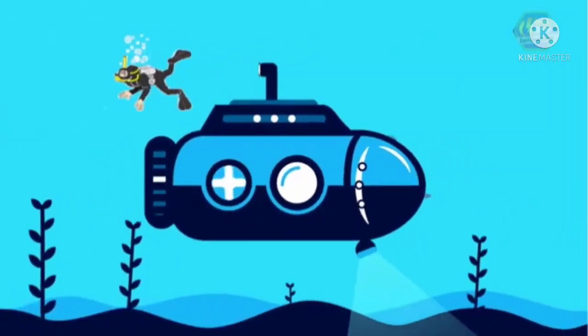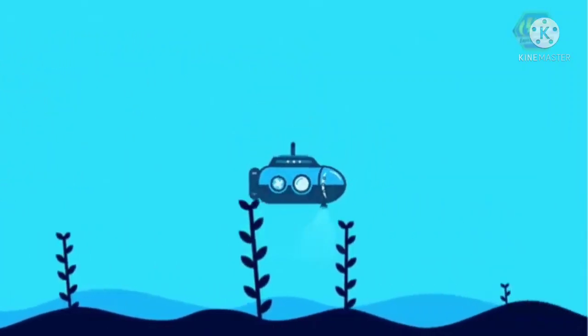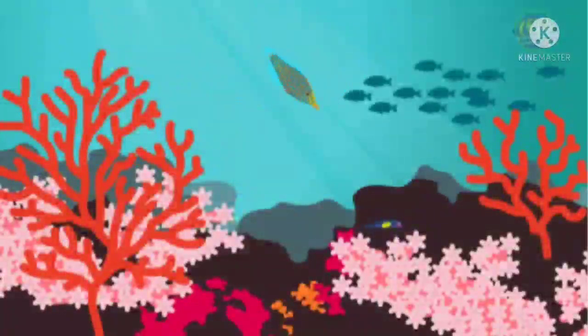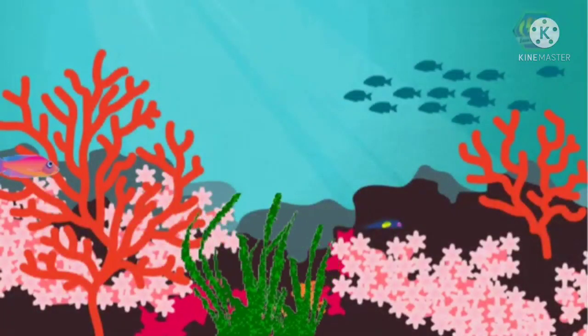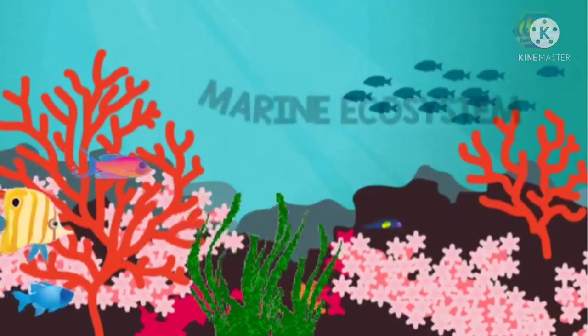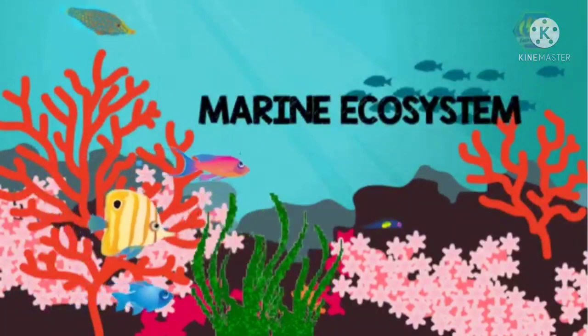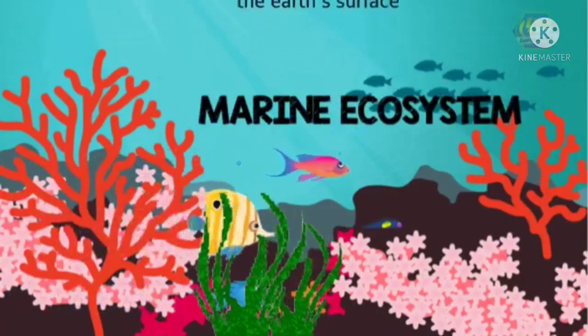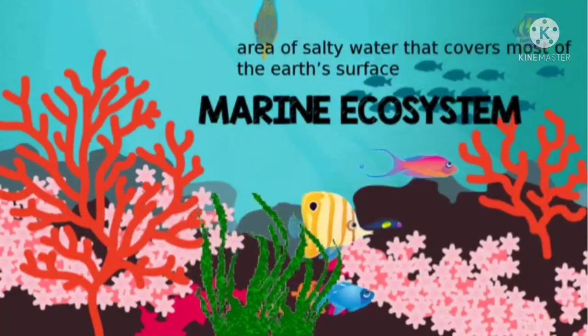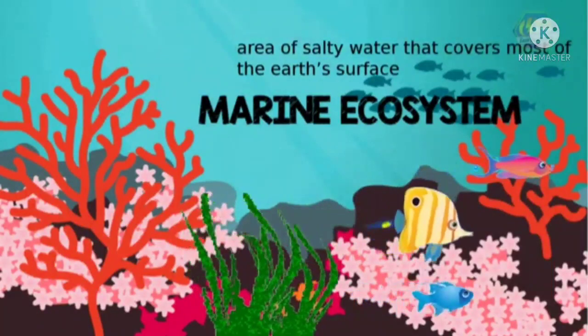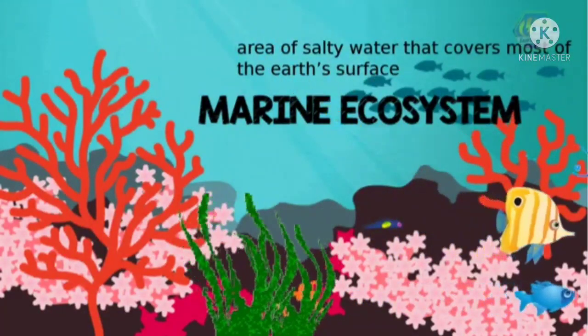Now, let's dive in where sharks and whales live. There is a system in the ocean where plants and animals harmonically live in a place, and that is called marine ecosystem. The marine ecosystem or the ocean is an area of salty water that covers most of the Earth's surface. And there are millions of different plants and animals.